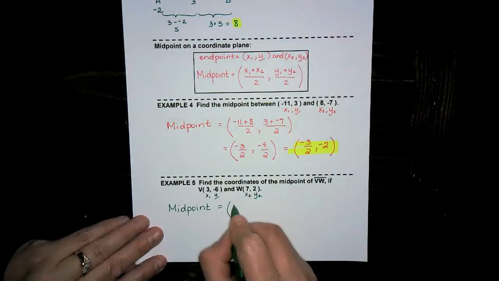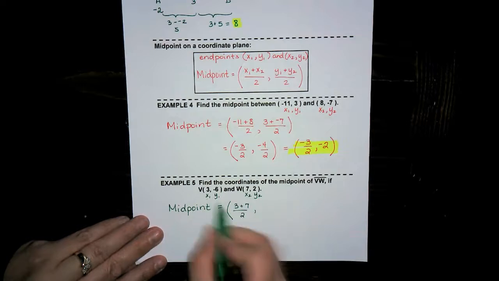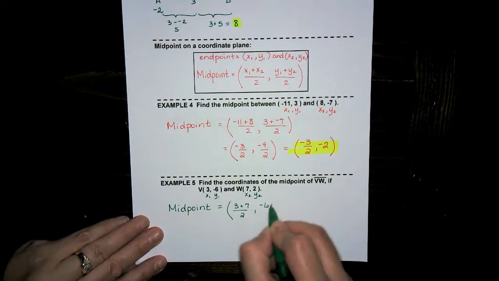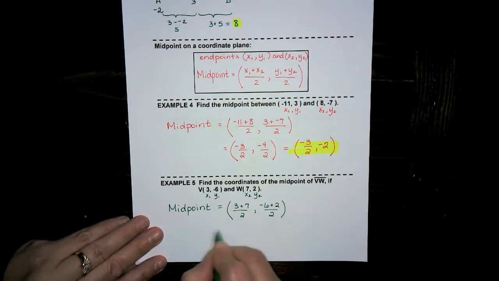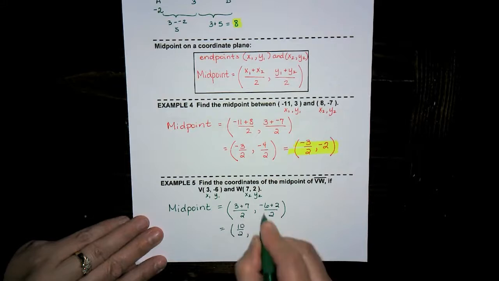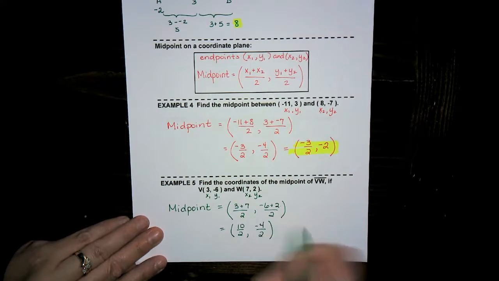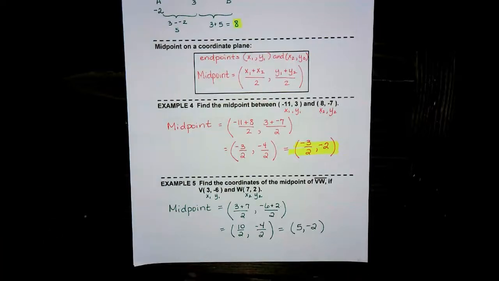All right, so x1 plus x2, 3 plus 7, divide by 2. y1 plus y2, divided by 2. Okay, so 3 plus 7 is 10. I get 10 divided by 2. -4 plus 2 is, -6 plus 2 is -4. Getting ahead of myself here. And then I get 5 and -2 as my midpoint there.